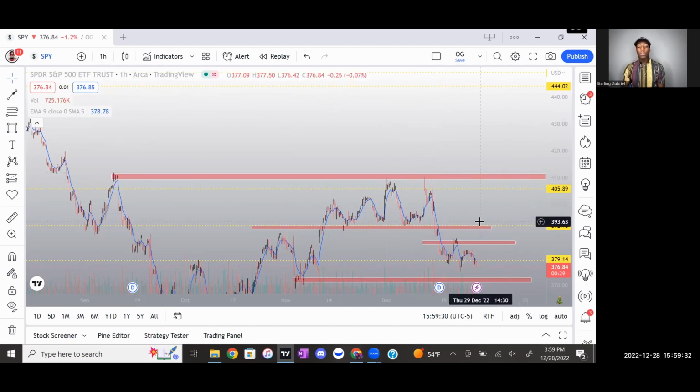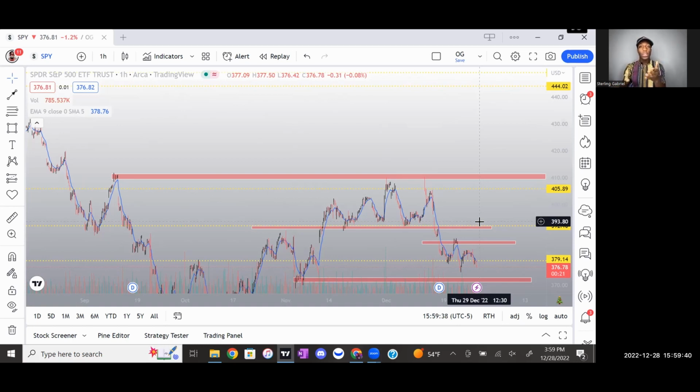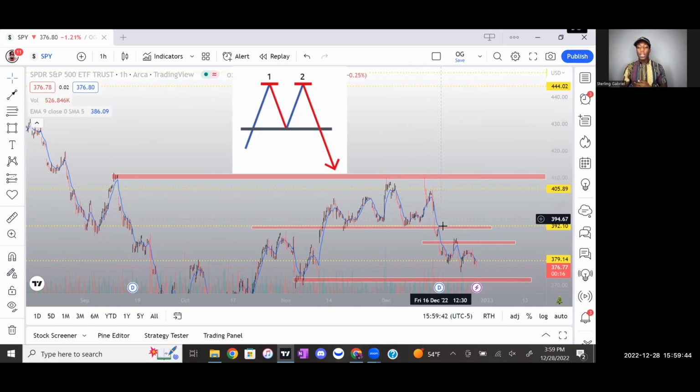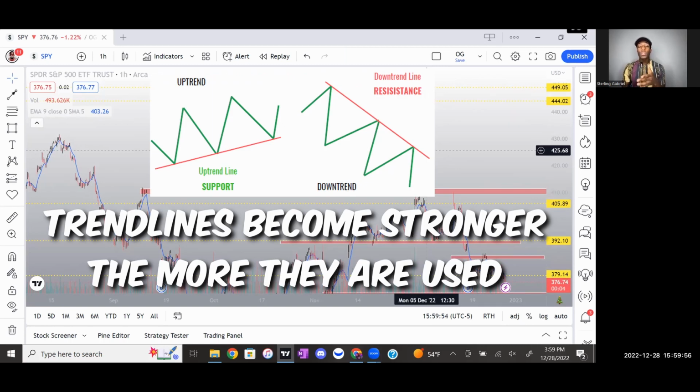It's a supply zone, right? There was this balance period. This is where sellers stepped in before. And so this is where sellers can possibly step in the future, as they did in these two examples right here. This is also where price created a double top, which is why price decided to fall and why it's still actually falling. But something that's a key thing to remember: supply zones get weaker the more that they are used. Demand zones get weaker the more that they are used. But trend lines get stronger the more that they are used.